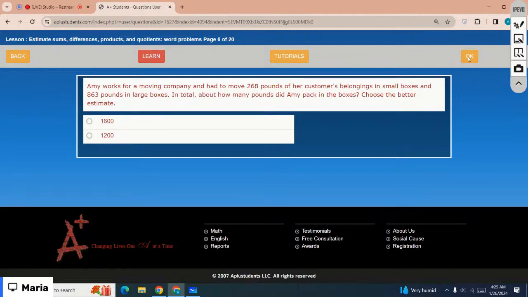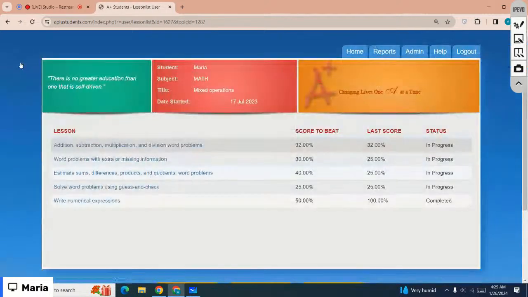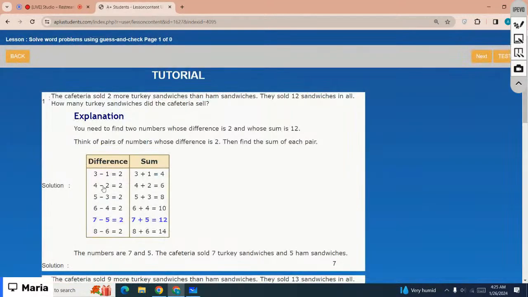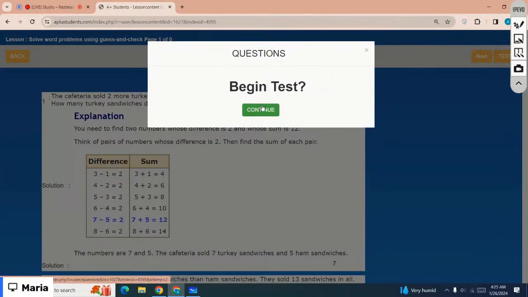Okay, you can complete the lesson by yourself later today. Let me just move on to the next lesson. The next lesson is solve word problems using guess and check. Let's just start with the test questions.